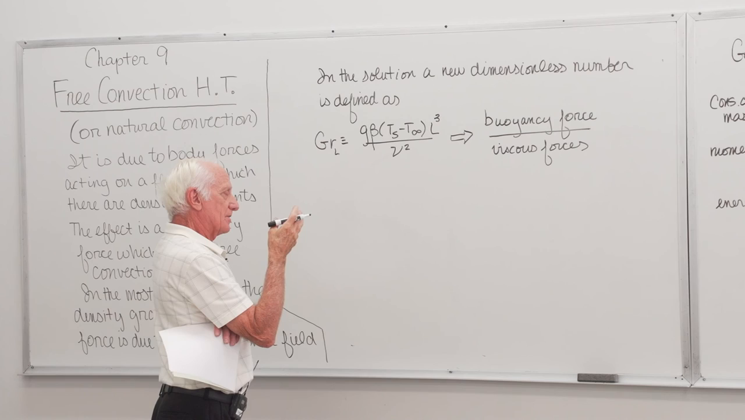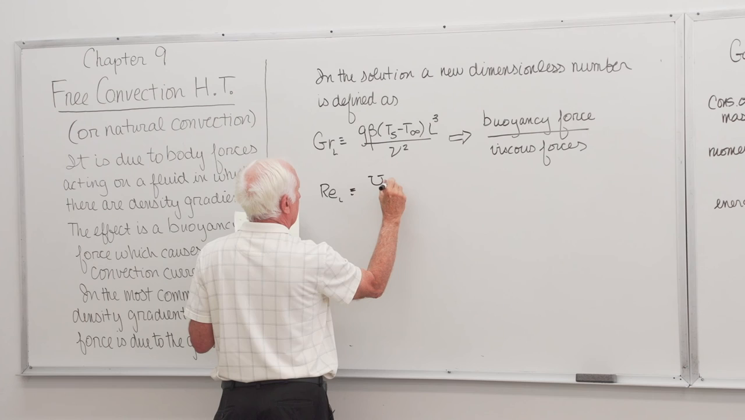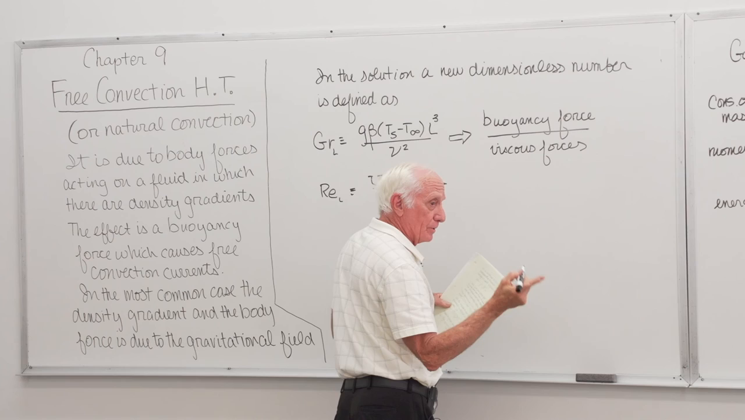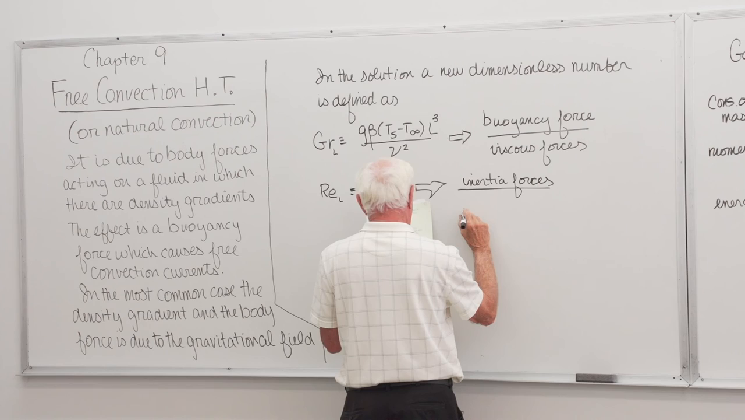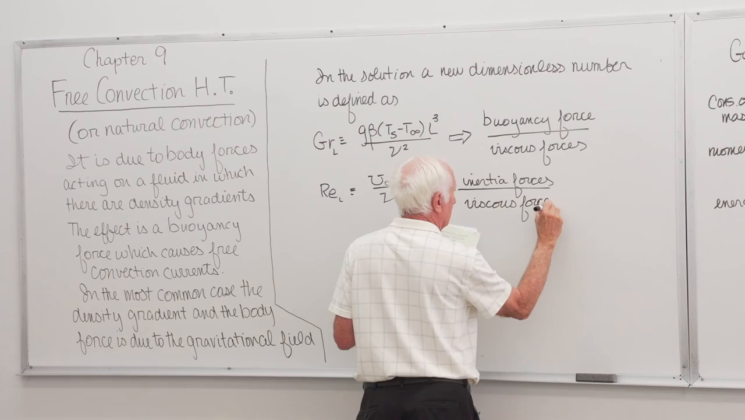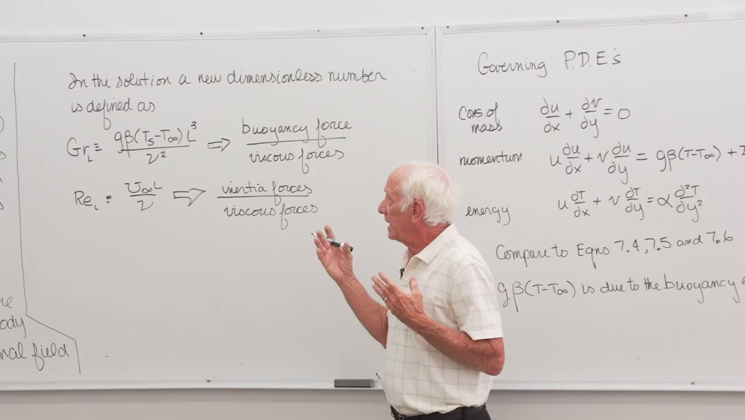If you go back to fluid mechanics and relate that as a ratio of forces, the Reynolds number, U infinity L over nu, can be interpreted as a ratio of forces. In this case, it's the inertia forces divided by the viscous forces. So in chapter 9, free convection, of course, the buoyancy force is really, really important. That's what's creating the motion. So in chapter 9, this is an important dimensionless parameter.